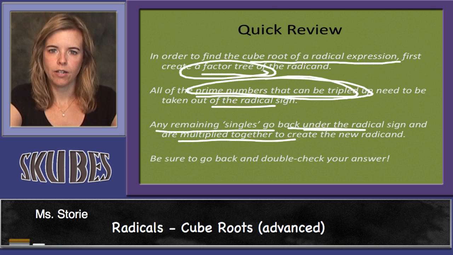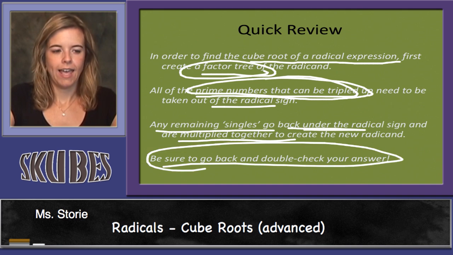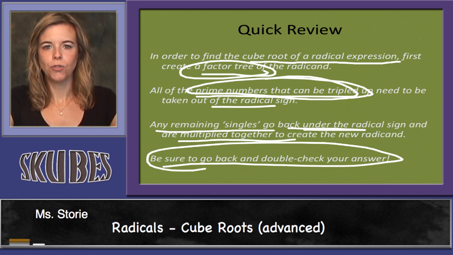You do the same thing for your exponents and your variables. List out your variables, circle how many groups of 3's that you have, take them out. Any leftovers, back under the radical. Be sure to go back and double check all of your answers. And that's it for our lesson on radicals, cube roots, a more advanced look.